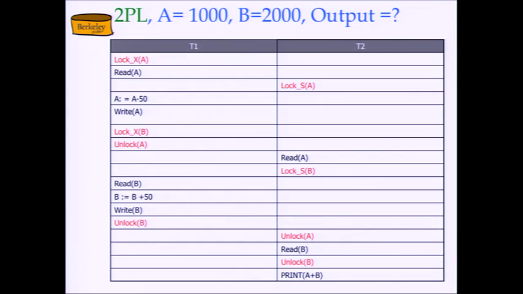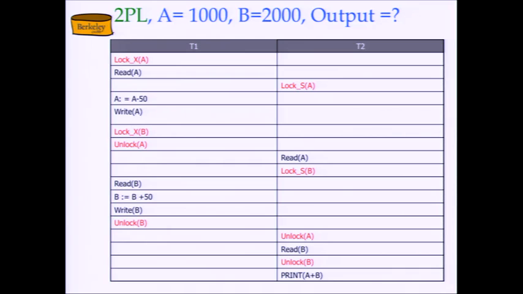And T1 reads A, so it gets 1,000. T2 requests a shared lock on A, but does not get it yet. So it's waiting for that shared lock on A. It's just spinning its wheels, doing nothing. Meanwhile, we're going to decrement 50 from A at T1.